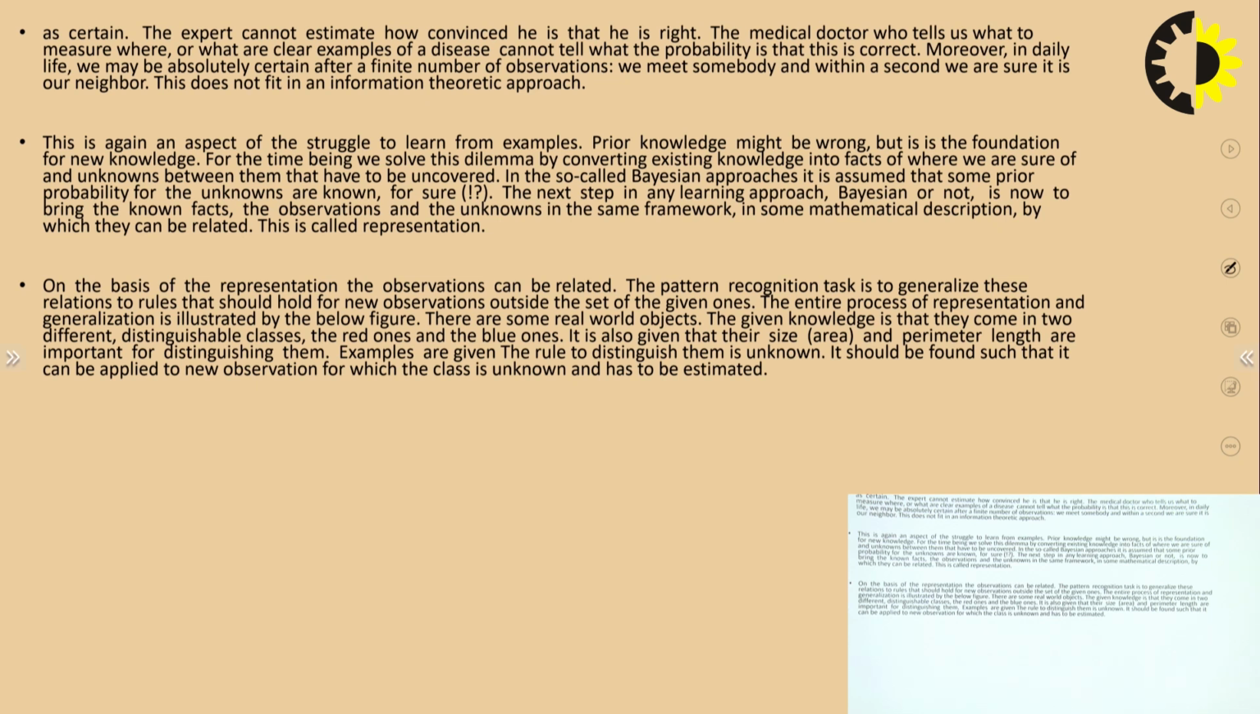Moreover, in daily life, we may be absolutely certain after a finite number of observations. So we meet somebody and within a second we are sure it is our neighbor. So this does not fit in the information theoretical approach. So this is again an aspect of the struggle to learn from the example. Prior knowledge might be wrong, but it is the foundation for new knowledge.